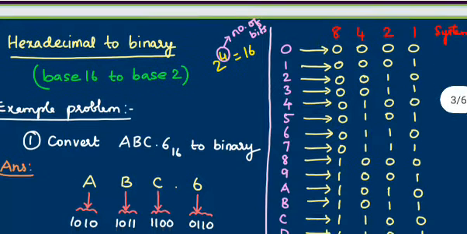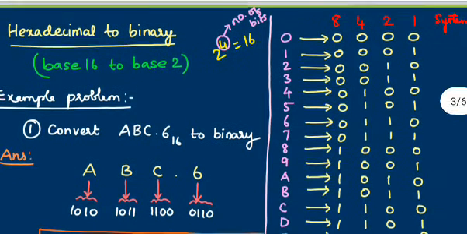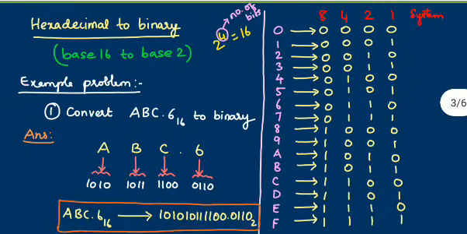So we'll see the next one, hexadecimal to binary. We'll see the important topic, hexadecimal to binary, that is base 16 to base 2. We'll take an example problem. Convert ABC.6 from base 16 to binary.